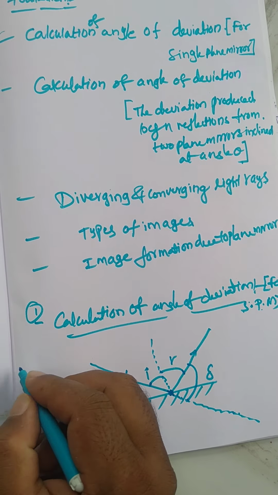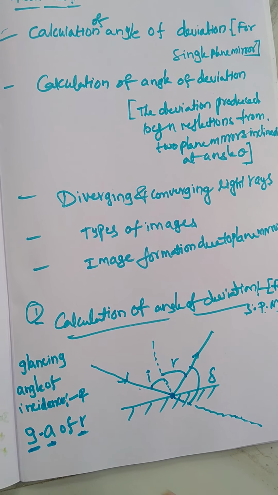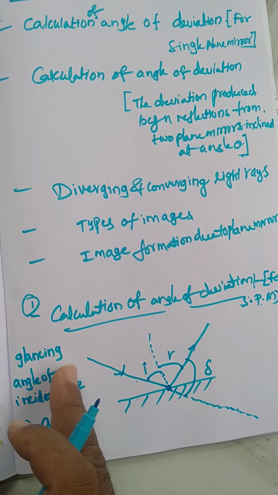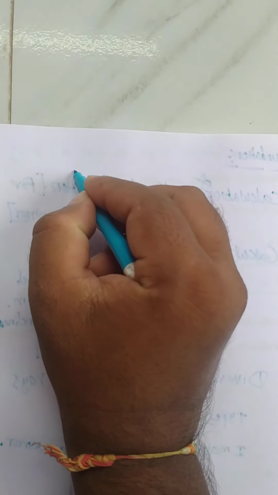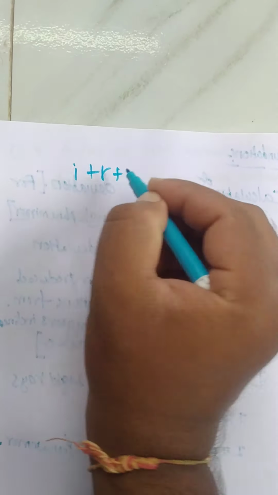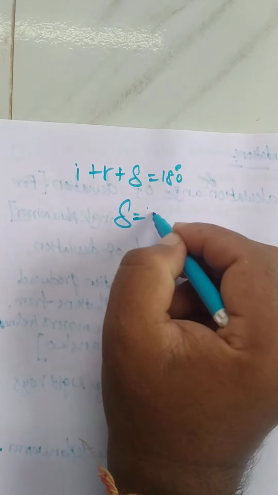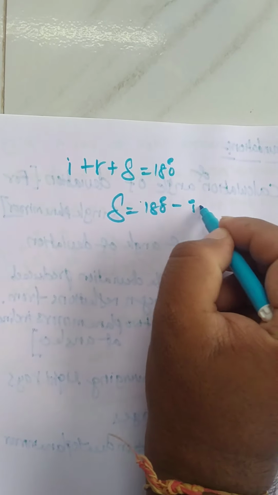GAFR, glancing angle of reflection, I will discuss after completing angle of deviation. Here I want to calculate the angle of deviation. It is just in one line, so here three angles are there, i, r, and delta. Whenever three angles lie in one line, the sum of the three angles should be equal to 180 degrees, right? Using that technique, I will write i plus r plus delta equal to 180 degrees, and delta equal to 180 degrees minus i minus r.